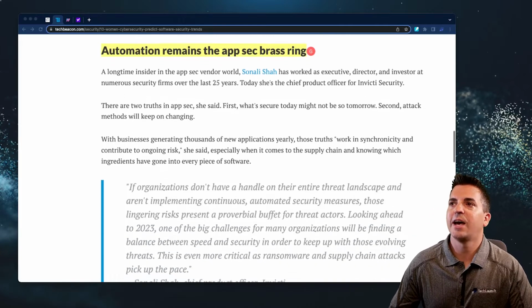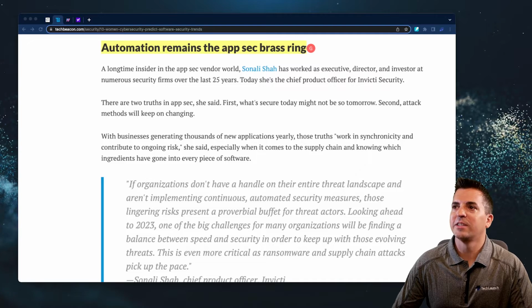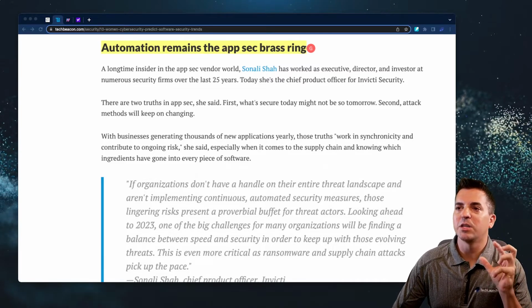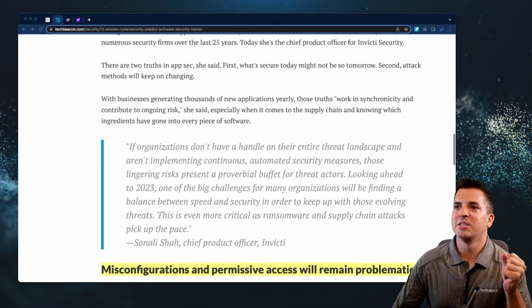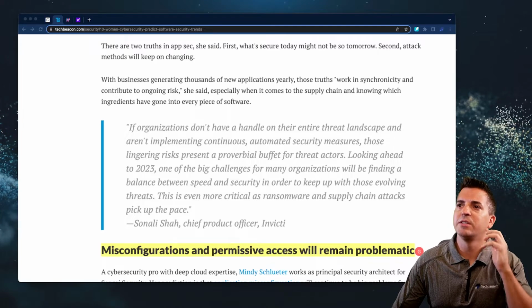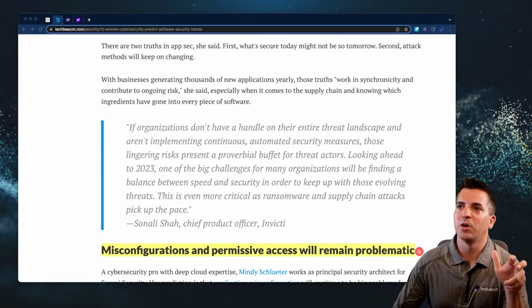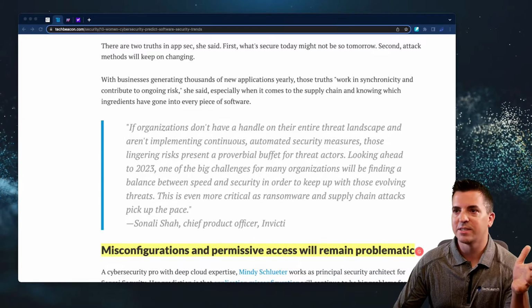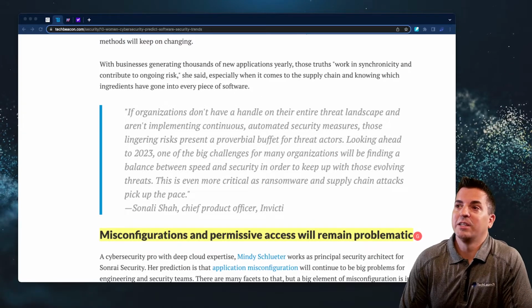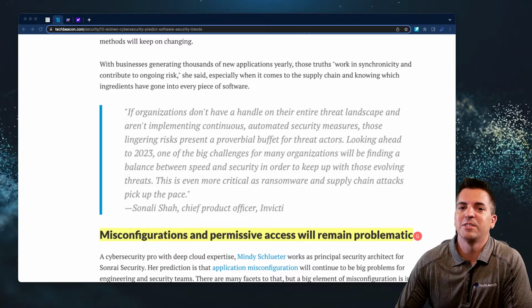Automation remains the AppSec brass ring. So what are they talking about here? Basically, secure today might not be so tomorrow, and attack methods will keep on changing. They're saying that when it comes to supply chain and knowing which ingredients have gone into every piece of software, working in synchronicity and contributing to ongoing risk is one of the realities. The entire threat landscape has to be considered, and unfortunately, that's going to continue to be a massive challenge going forward.